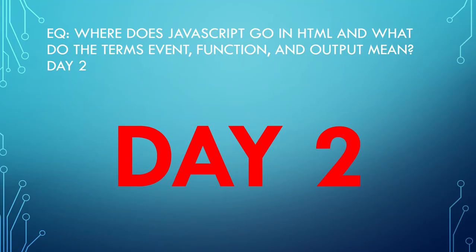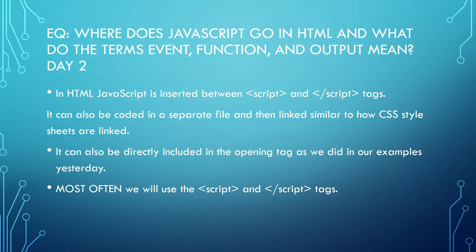So where does JavaScript go in the HTML, and what do the terms event, function, and output mean? In HTML, JavaScript is inserted between the opening and closing script tags. It can also be coded in a separate file and then linked, similar to how CSS style sheets are linked.